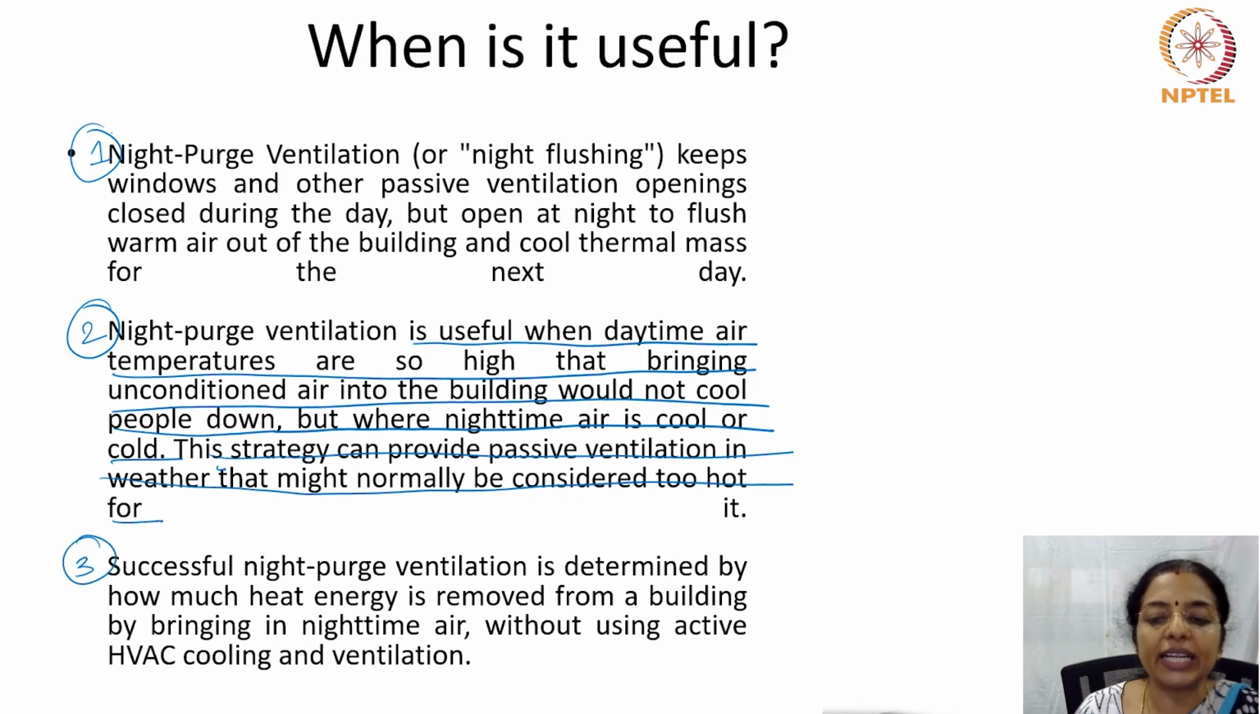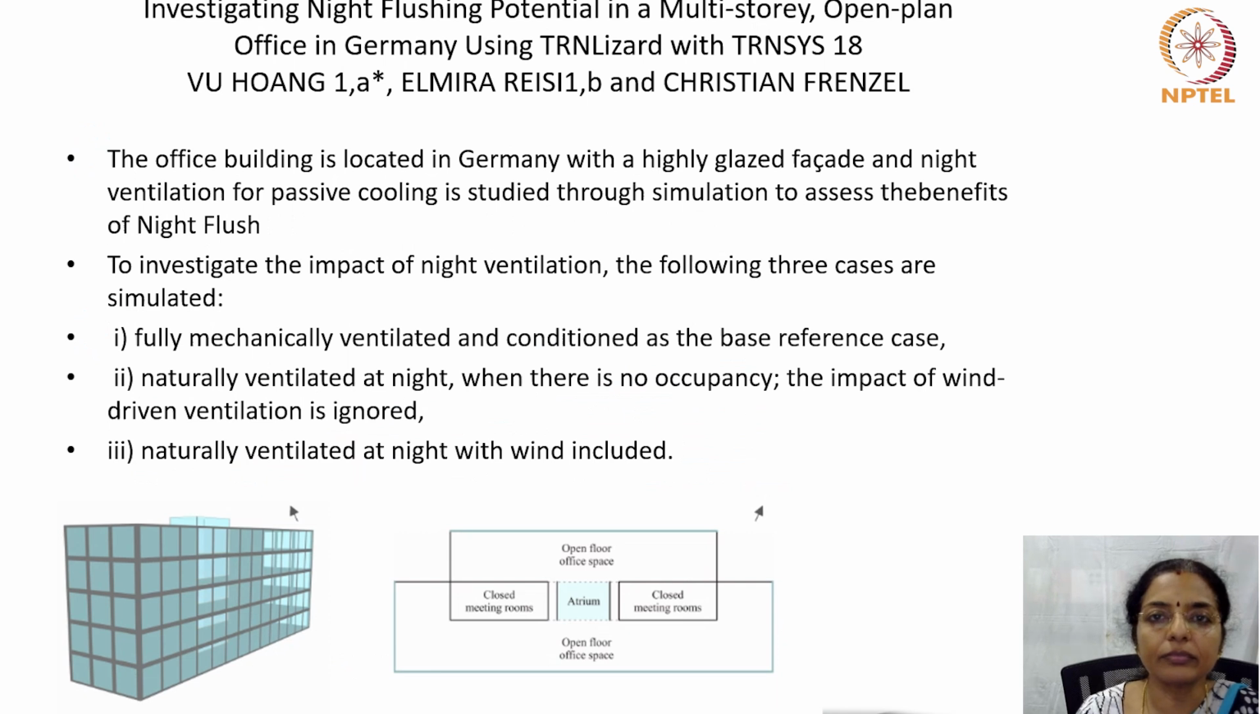Successful night purge ventilation is determined by how much heat energy is removed from the building by bringing in nighttime air without using active HVAC cooling and ventilation. Now let us look at a study that was done by Wu Hong and his colleagues on investigating night flushing potential in a multi-storied open plan office in Germany using TRNLizard with TRNSYS 18. This office building was assumed to be located in Germany with a high facade glazing.